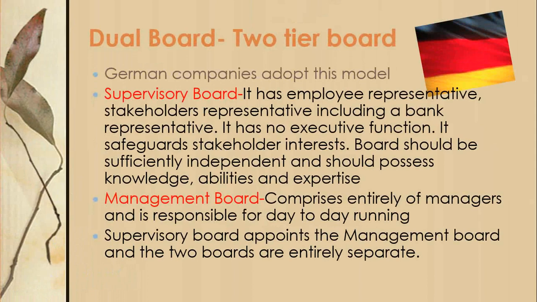The management board runs the company. They are the people running the company and they are responsible for day-to-day running. The supervisory board only appoints the management board and the two boards are entirely separate. So that is why we call it two-tier board. So the supervisory board appoints the managerial board and the managerial board will run the organization, but of course the supervisory board will always guide them and they have the control over them. So this is the German model.